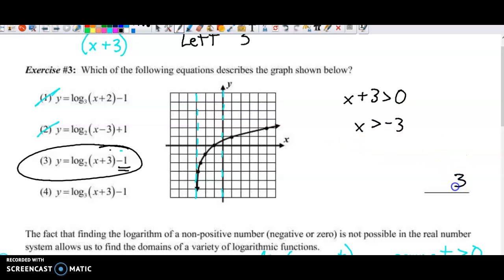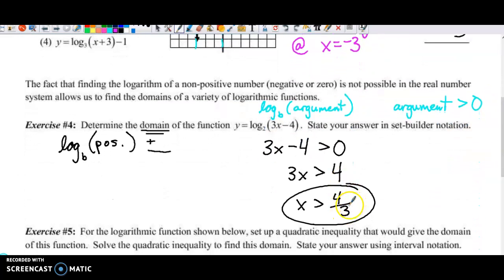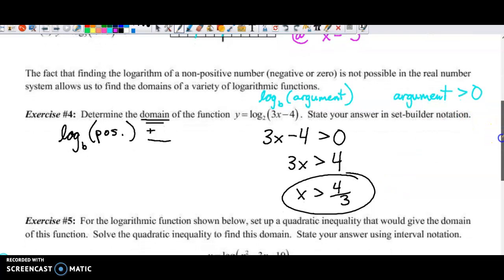I guess one more thing I should mention before moving on is that this is sometimes called a vertical asymptote. I know we've talked about this. Not sure if that's a problem you're going to see in the homework or on a test, so it's worth writing in your notes. So the very next problem has a vertical asymptote at x equals 4/3, and the curve is to the right.